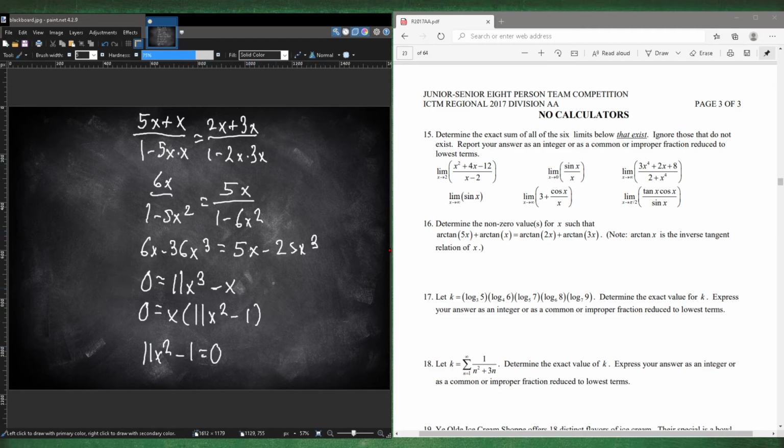So x squared is equal to 1 over 11. So just take the square root of 1 over 11, which is square root of 11 over 11. And since x can be whatever, it's just plus or minus. So there's two possible answers: positive square root of 11 over 11, and negative square root of 11 over 11.